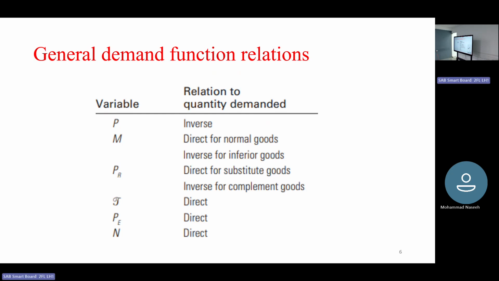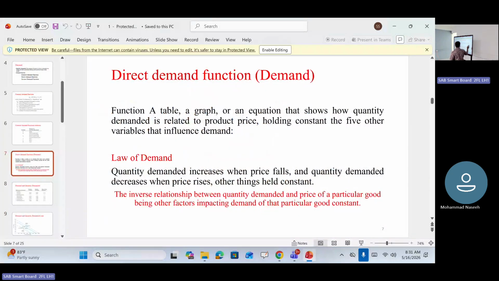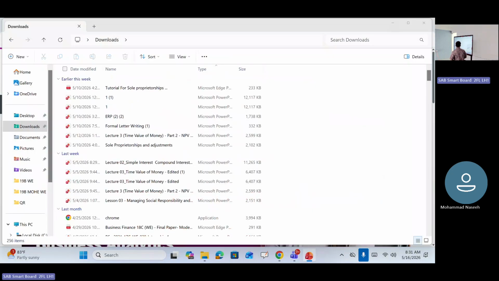Right. Yet, is there a reason for the inverse relation? Reason for the inverse relation. Now tell me, what are the reasons? Anyone found any reasons for this inverse relationship? Is there anyone? How many reasons are there for this inverse relationship?